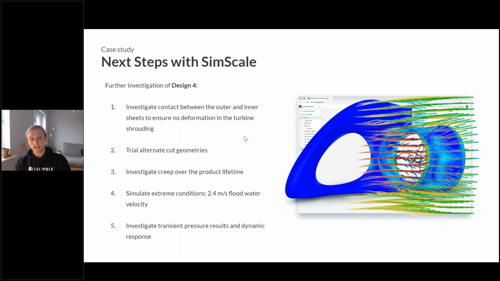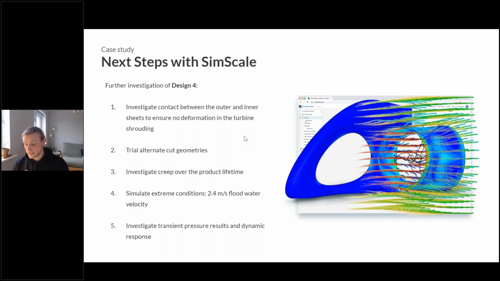We can also investigate creep over the product lifetime. When you're under these constant hydrodynamic loads, we actually have to start thinking about whether creep of the material is going to play a role. That's an important nonlinear, or time-based, effect that can be brought into the nonlinear simulations on the platform. It may be interesting to look at some extreme weather conditions, so flood weather conditions as well, to really make sure that we've got survivability under all of the conditions that it will be exposed to.